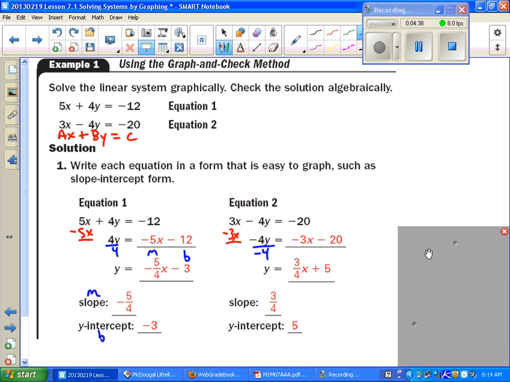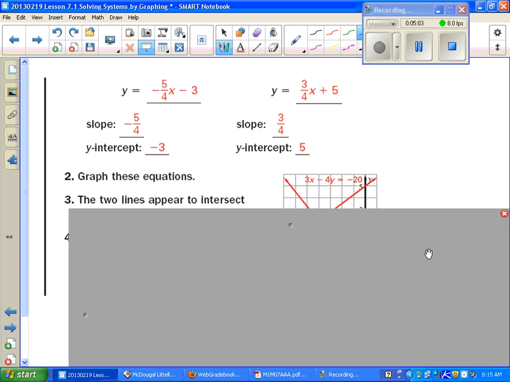You're left with y equals 3 over 4 x, because a negative 3 divided by negative 4 is a positive 3 over 4. And then negative 20 divided by negative 4 is a positive 5. So mx plus b: your slope value in this case is 3 over 4, and your y-intercept, your b value, is 5. So we have two equations that are much easier to graph. Take those two equations and then graph them on the same plane.